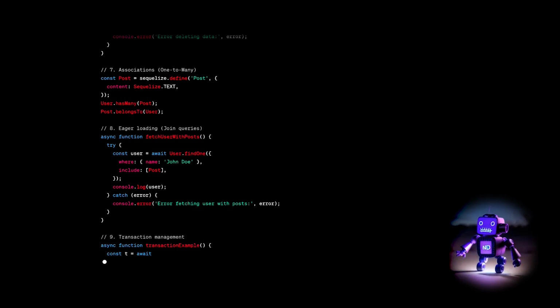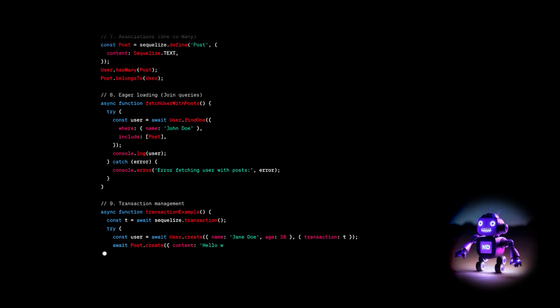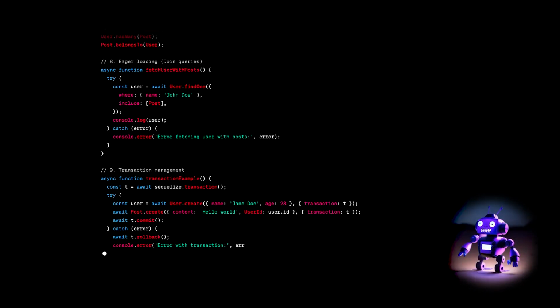Transactions ensure data integrity by wrapping multiple operations in a single atomic process. In transaction example, we show how to create a user and a post within a transaction. If any operation fails, the transaction is rolled back, and no changes are made to the database.